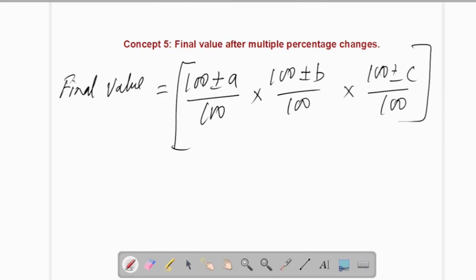So a, b, c here are the percentage changes. The formula can be expanded or reduced according to the number of changes. So if there are more changes than a, b, c, you can multiply with d, e, f, whatever number you are getting in the questions. But always remember, substitute plus for percentage increase and substitute minus for percentage decrease. So let us take an example.